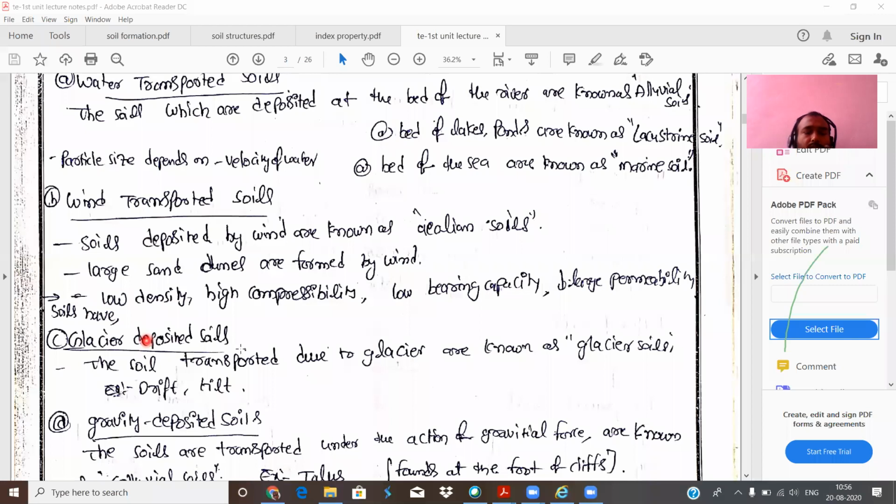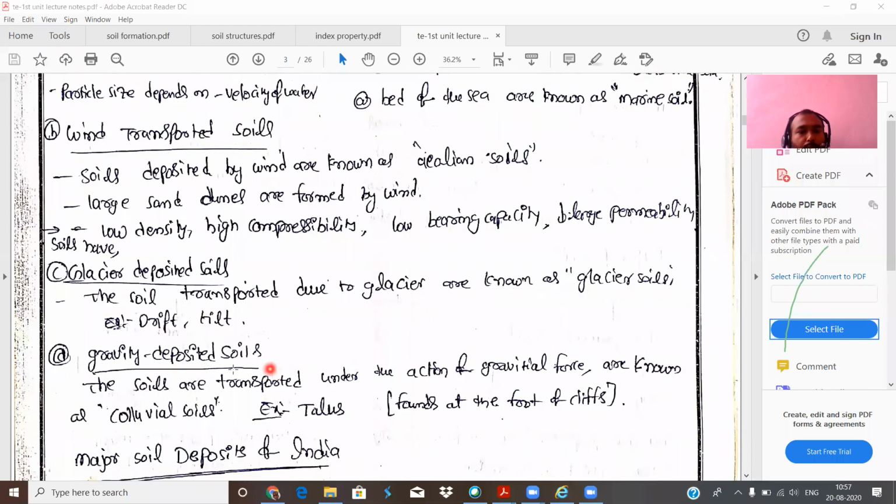Next one, glacier deposited soils. That means ice. The soils are transported and deposited due to glaciers. If you watch the ice age, the icebergs are moving from one place to another place. If any constituent materials are attached to the glaciers, then due to this process glacier soils are formed. The main example for the glacier soils is drift and till. Remember this point. It is mostly asked in previous questions and competitive exams: due to glacier deposits, the type of soils formed is drift and till.